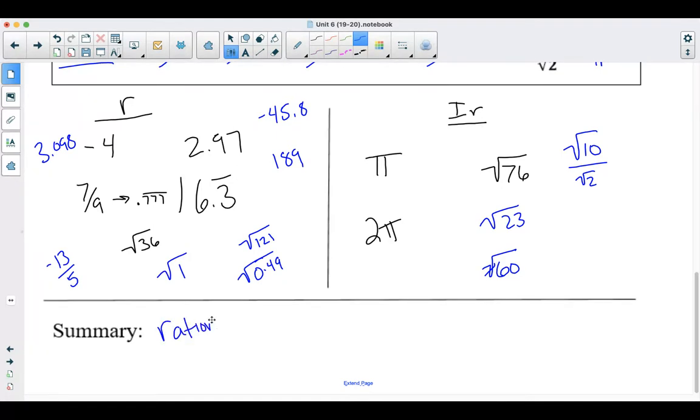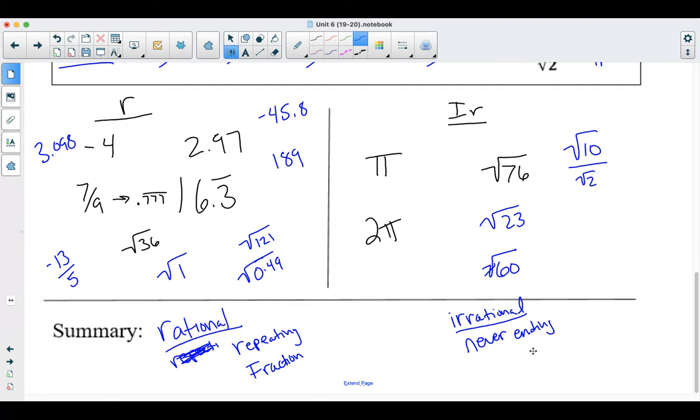Rational numbers are repeating, and they are also a fraction. Irrational numbers are never ending, and they are not repeating. And that's it. Unit 6, Lesson 1, Rational versus Irrational.